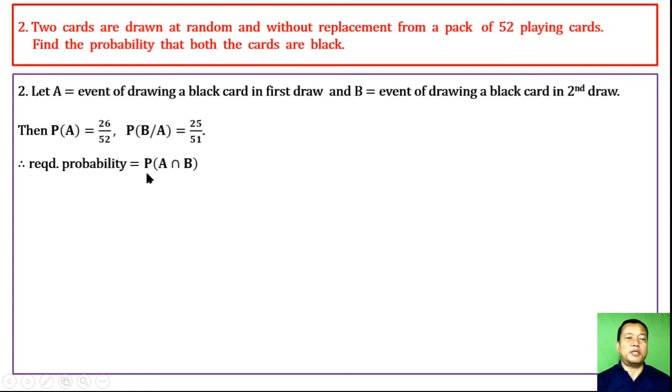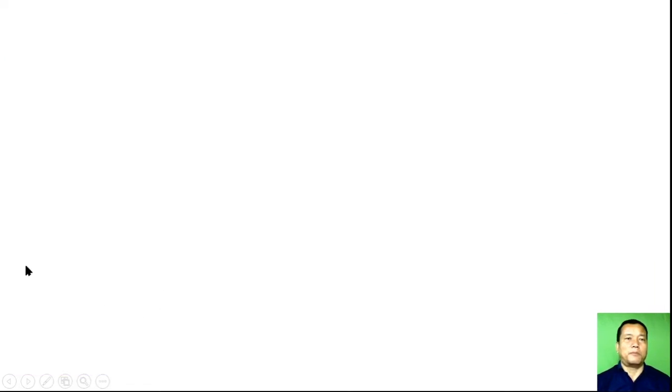Therefore, the required probability is given by P of A intersection B. Find the probability that both the cards are black. The required probability is equal to the probability of A intersection B, which is again equal to P of A into P of B by A. Their respective values are put and we simplify, we get 25 by 102, which is the required probability.